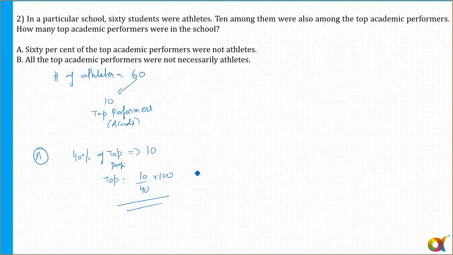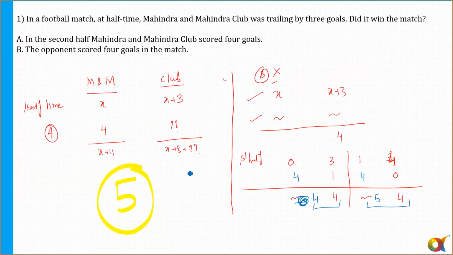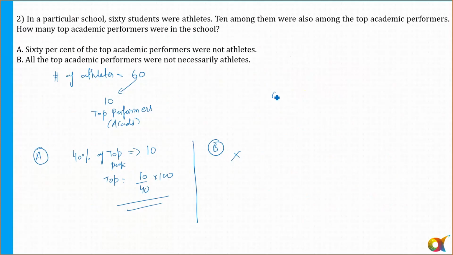Now let's check statement B individually. All the top academic performers were not necessarily athletes. Are you getting any information, any values? No, we are not getting any information at all. So statement B is individually not sufficient. So A is individually sufficient, but B is not sufficient. So the answer should be option 1. The correct answer is option 1.